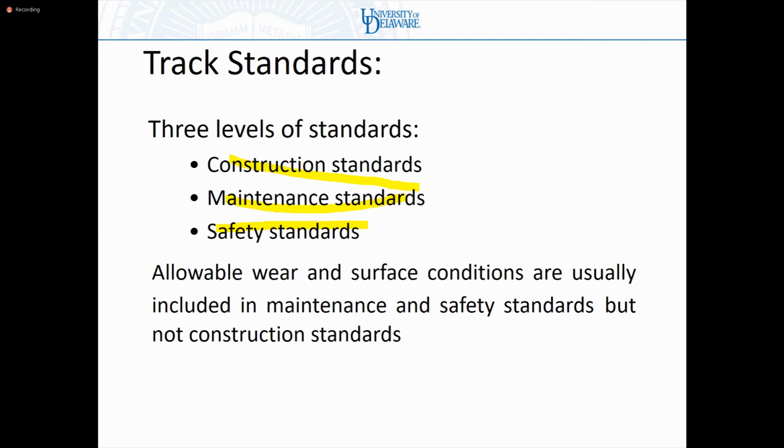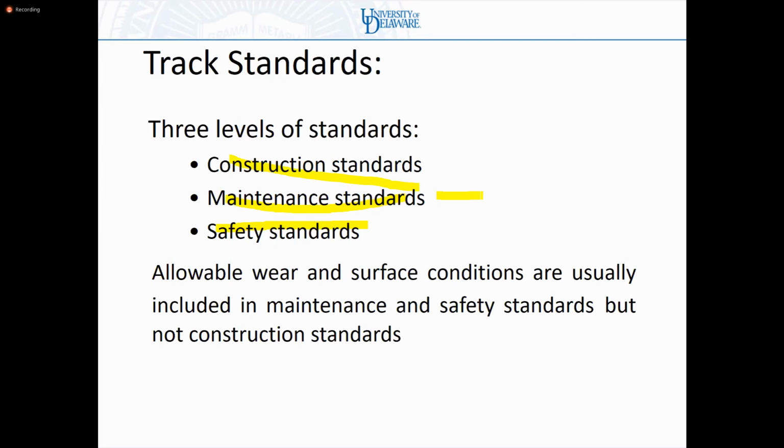Then you run trains. And once you run trains, I don't care if they're light rail vehicles, heavy rail transit, passenger vehicles, or freight vehicles, your track degrades over time. Rail wears, ties fail, you get surface degradation, geometry degradation. And so you introduce the next set of standards, which are maintenance standards.